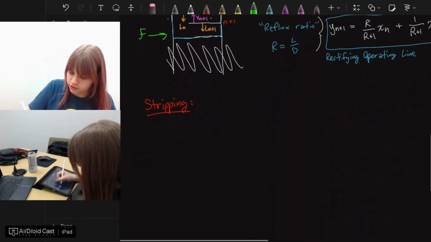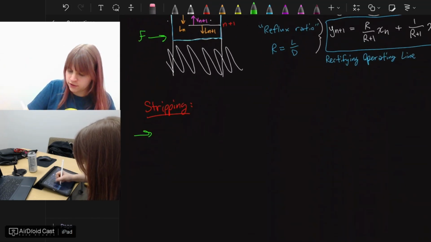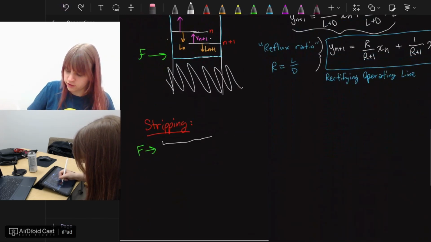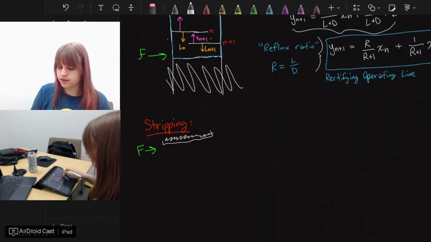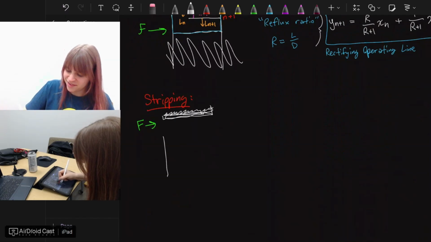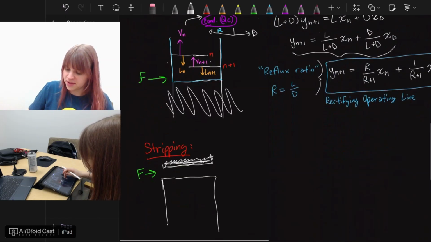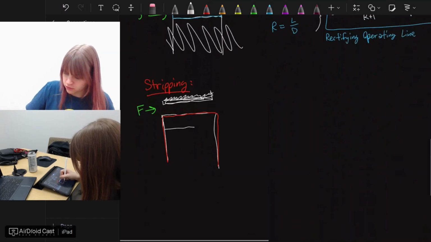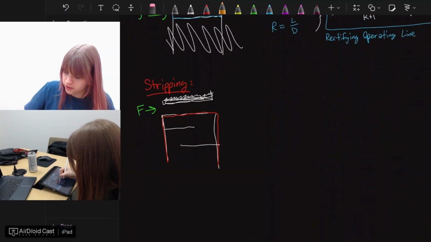And so I'm just going to draw this a little bit more simply. We have the feed going in, and we know that above is the rectifying section, which we already did, so I'm just going to draw it like that. I don't know why that's so crooked, just ignore that. And then down here, right here, is the stripping section. Again, we have trays, and again, it'd be n and n plus 1.